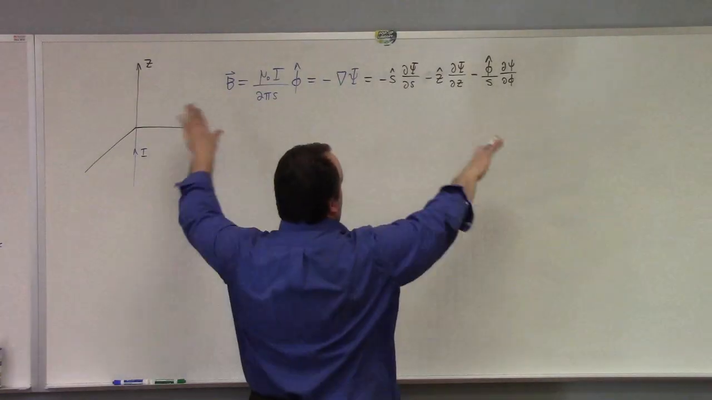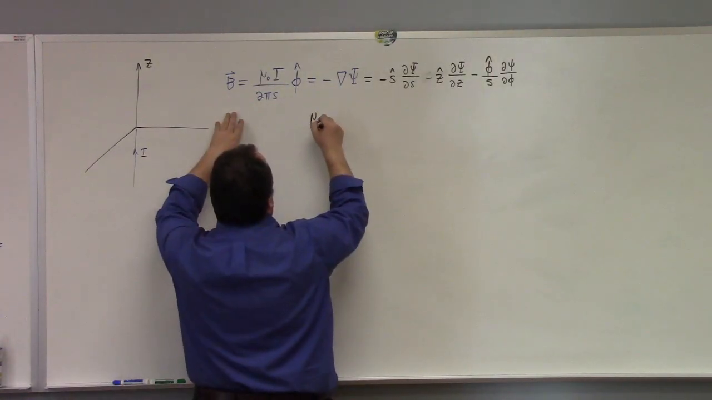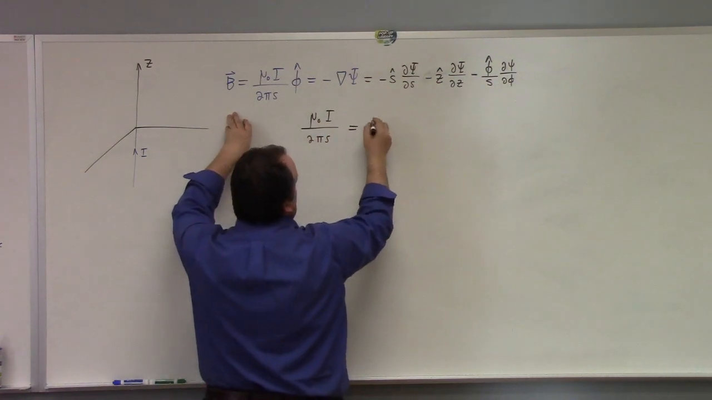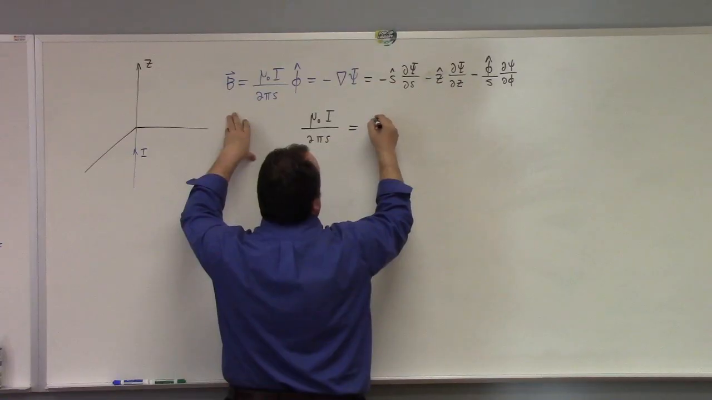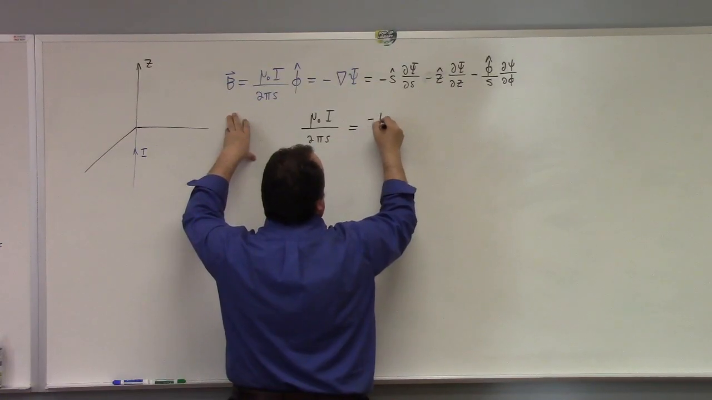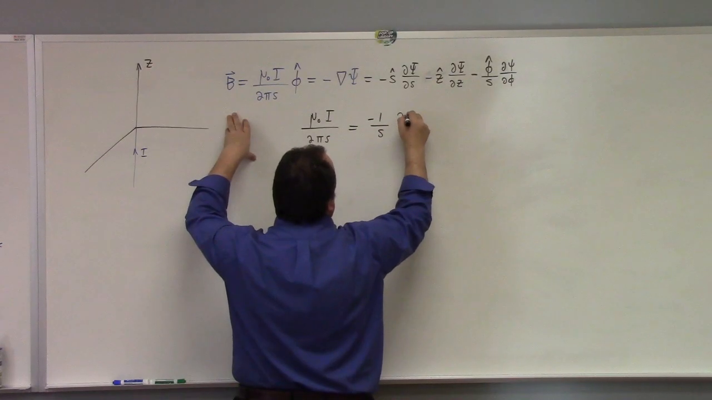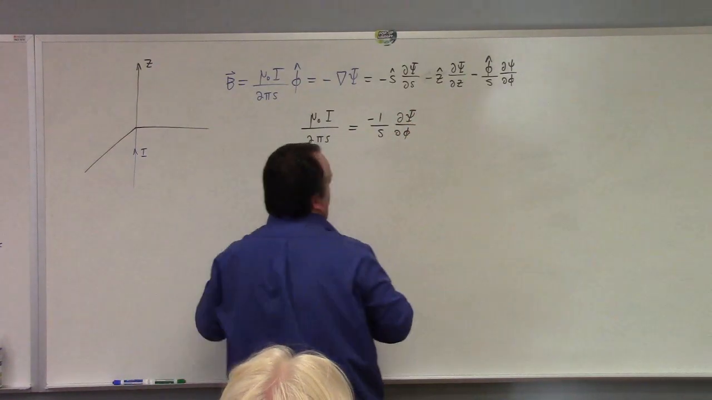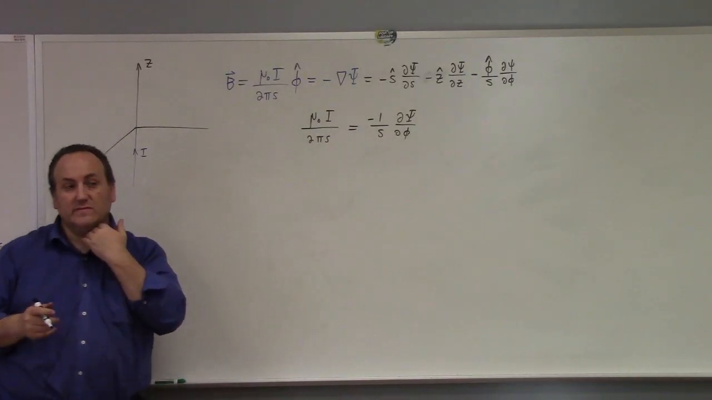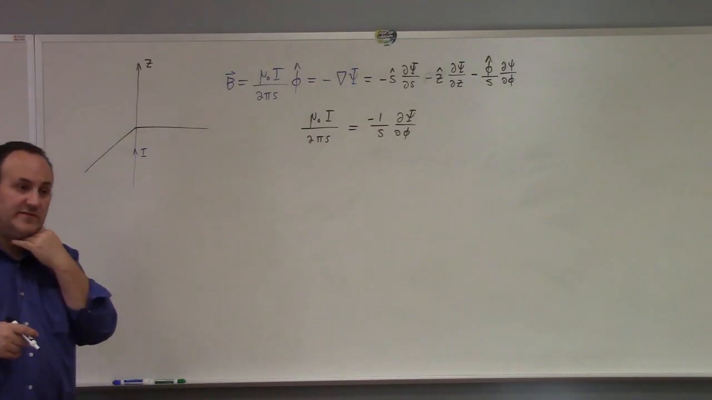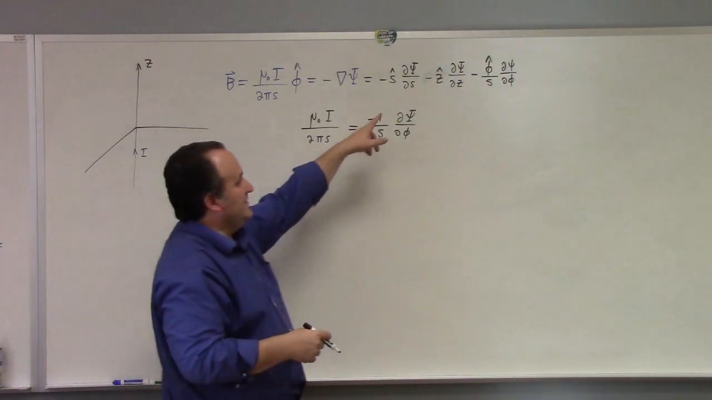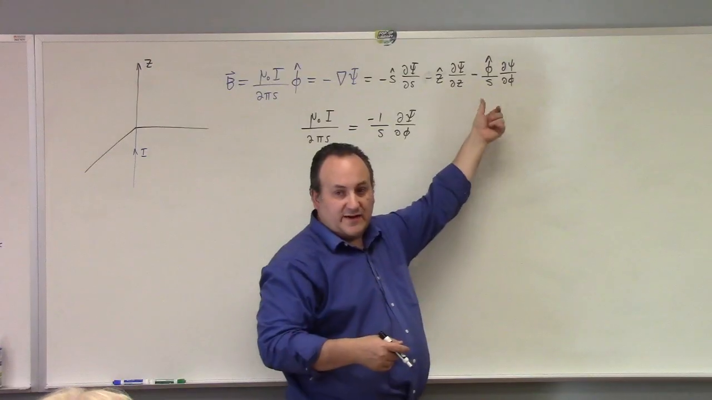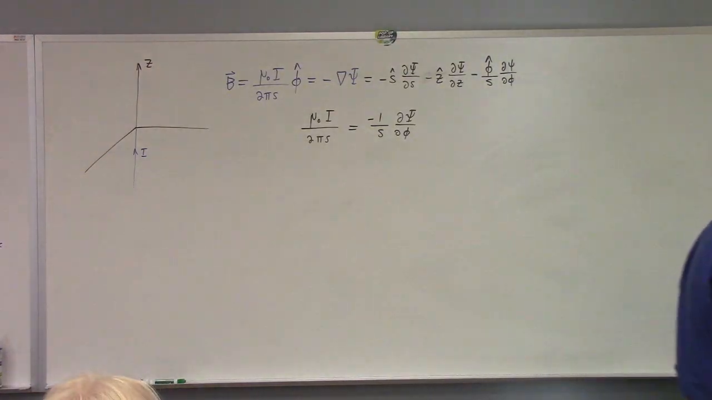All right, so if we try to do this, what we need is mu naught I over 2 pi s equal to minus 1 over s. So were we right about the 1 over s? I'm pretty sure I'm right, for dimensional reasons. Do you guys understand that? Because we're basically dividing by a dimension. This is an angle, so we have to put an s there to make it correct. Okay, good.